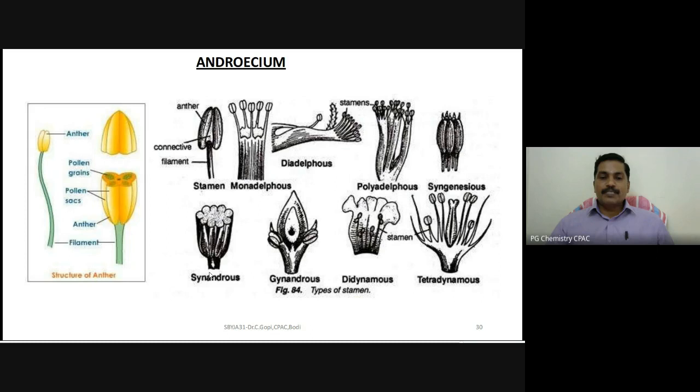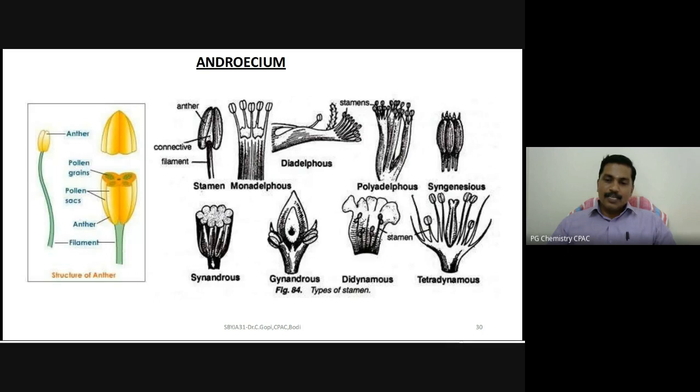And sometimes the anthers are fused together, which is called syngenesious, sorry, synandrous. Anthers alone fused together is called synandrous. Anther and gynoecium fused together is called gynandrous. Okay. Gynandrous, as in Asclepiadaceae members.